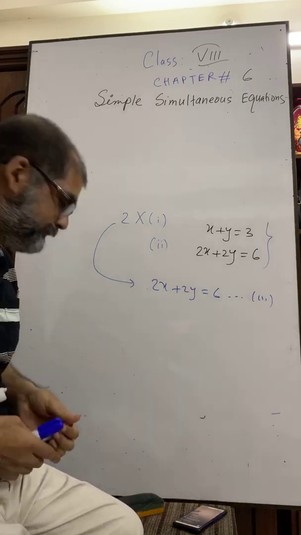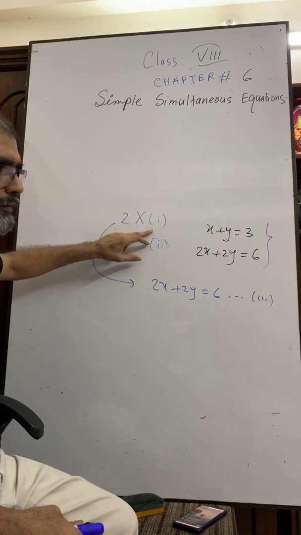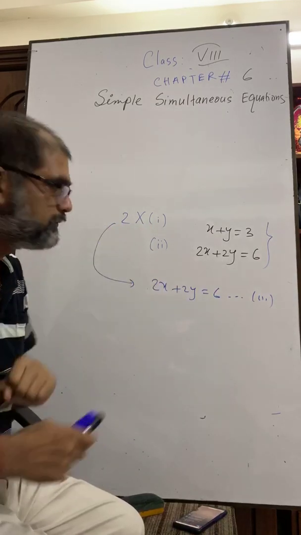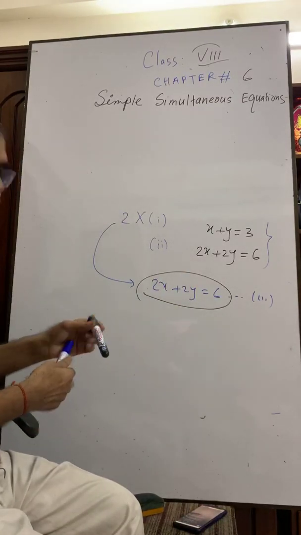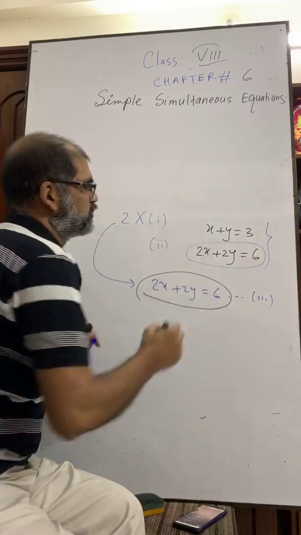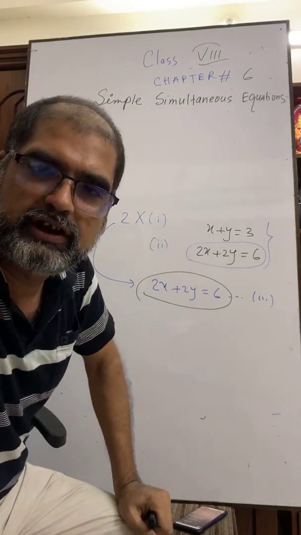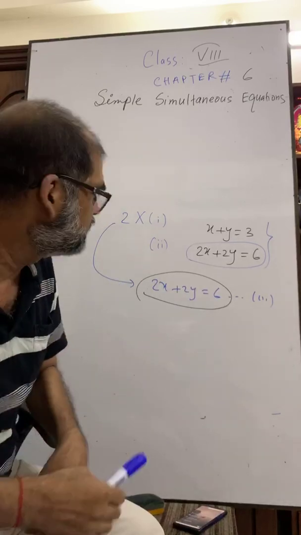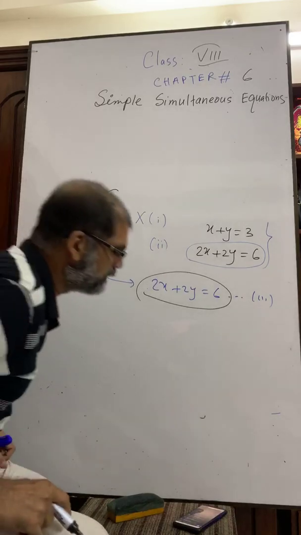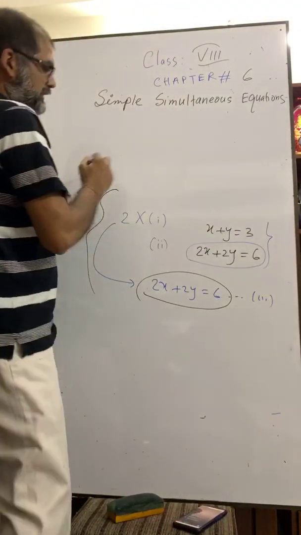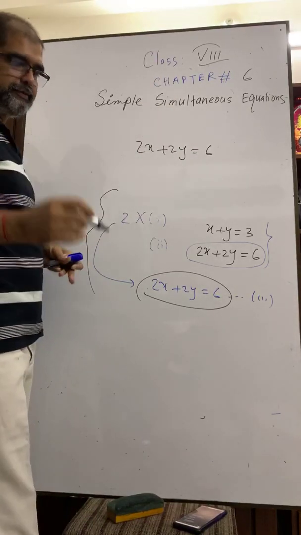What is happening here? Now, equation 2 and equation 3, you see the difference. 2x plus 2y equals 6. This is also 2x plus 2y equals 6. We are getting the same equation, right? So all those three equations become only one equation, that is 2x plus 2y equals 6. Is it? Yes, it is.